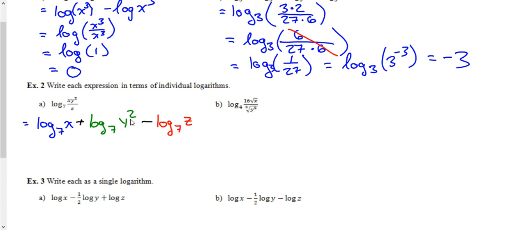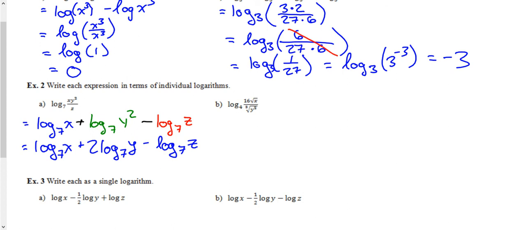But here I'm just going to clean this up one more step. So this is going to be log base 7 of x plus 2, so this 2 from that y jumps down in front to become a coefficient, log base 7 of y, minus log base 7 of z. And there we go.